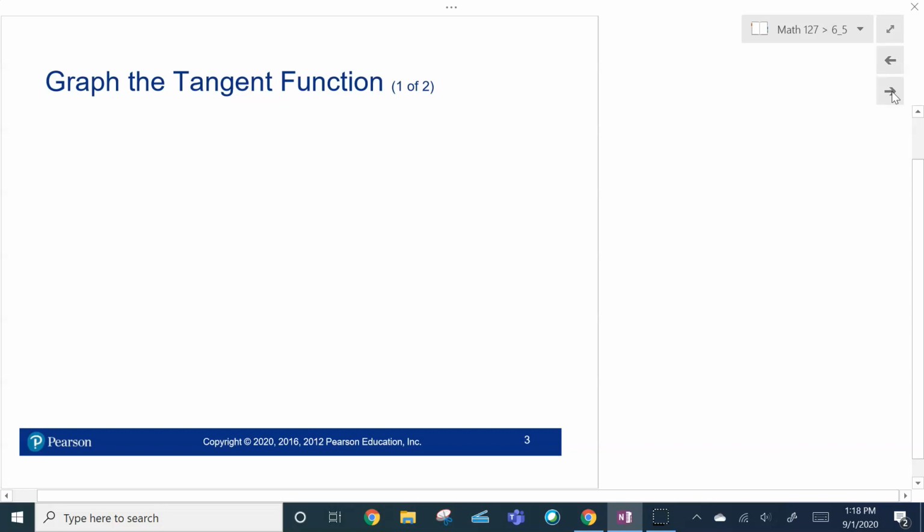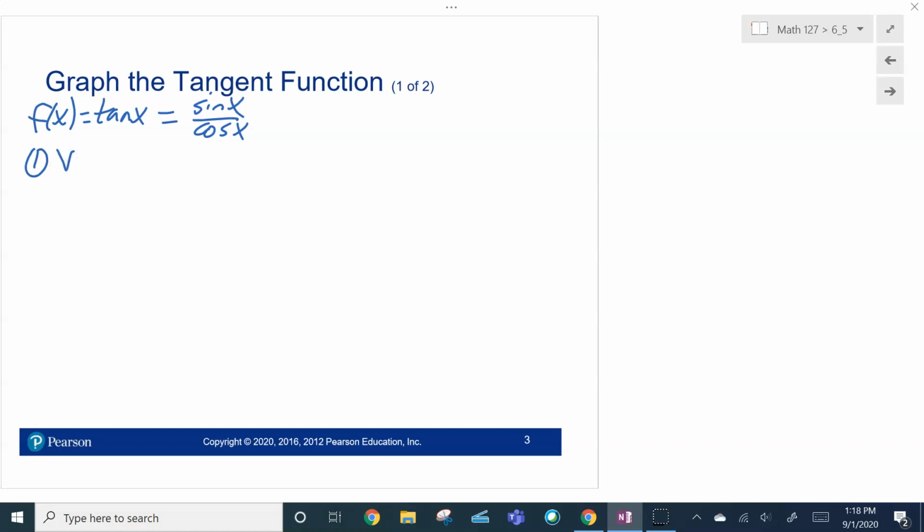Okay, so if we let f of x be the tangent of x, which we know as the sine over the cosine, the first thing I'm going to do is think about where this thing is undefined. In other words, where are my vertical asymptotes? Well, we know the denominator can't be zero, so we're really asking the question, where does the cosine equal zero?